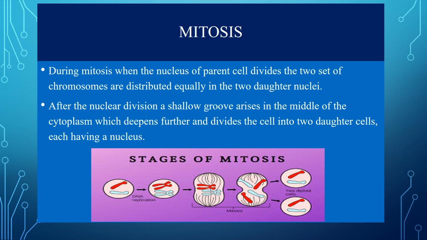It arises in the middle of the cytoplasm, which deepens further and divides the cell into two daughter cells, each having a nucleus. So this is all about the mitosis: first the definition, then the interphase, then the division of the nucleus, and finally the division of the cytoplasm with this shallow groove that is appearing, and the end result is that two daughter cells are formed.